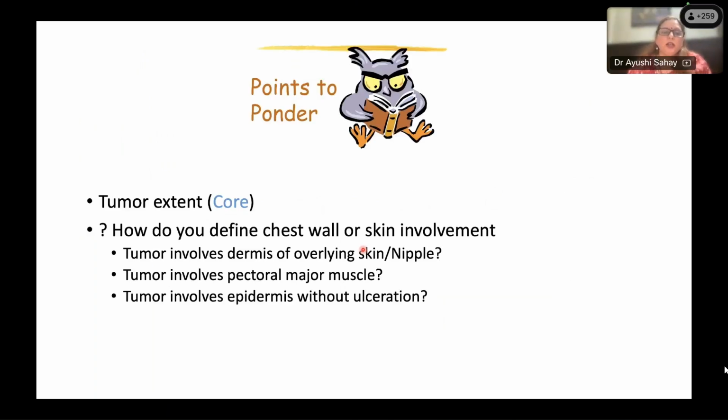So, okay, now the next staging parameter that we give in the report is the tumor extent. Can anybody tell me what does tumor extent mean? I'm not sure who is there. Divyashri?